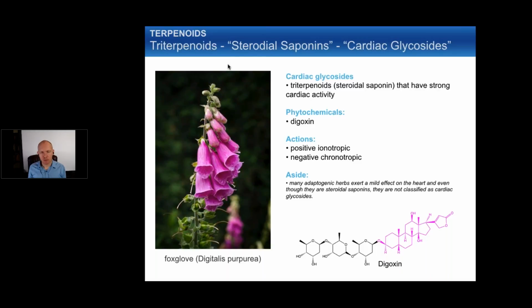Now, just as an aside, many of the adaptogens will also have some affinity for the heart as well. It's not a major indication, but they can be used to help improve edema, which is what happens when you have pooling of water in your ankles. And so, although many of the ginsenosides, astragalosides are not classified as cardiac glycosides, I think they do have some potential to have a mild cardiac effect.